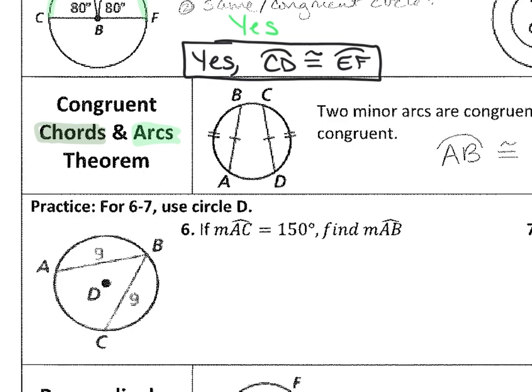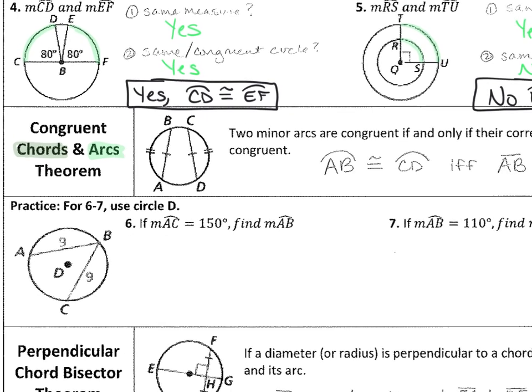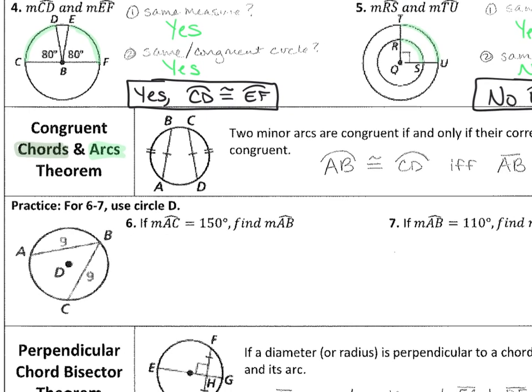But the congruent chords and arcs theorem says two minor arcs are congruent if and only if the chords that make them are congruent, and vice versa. So you see those markings here on this circle. The chords have 1 tick mark, and the arcs have 2 tick marks, showing that they're congruent to each other. And it's a really pretty simple rule to use.